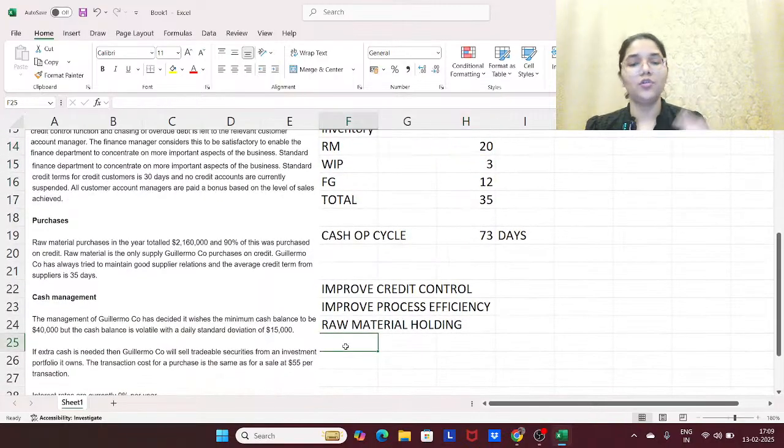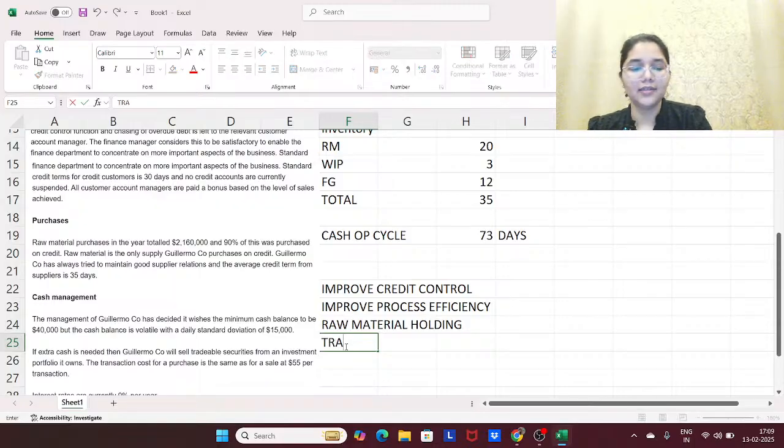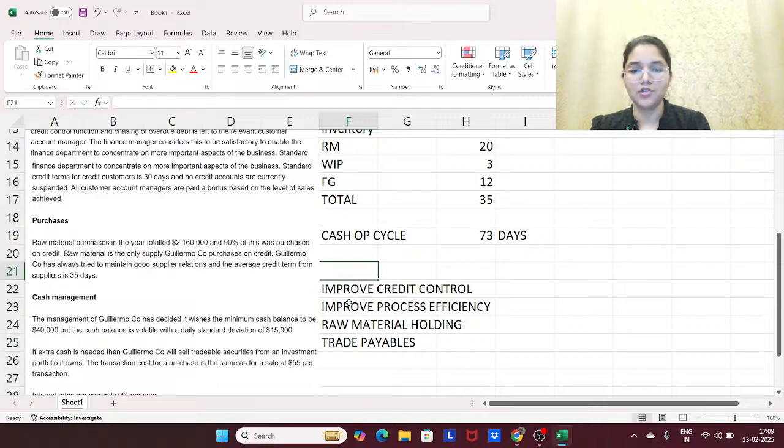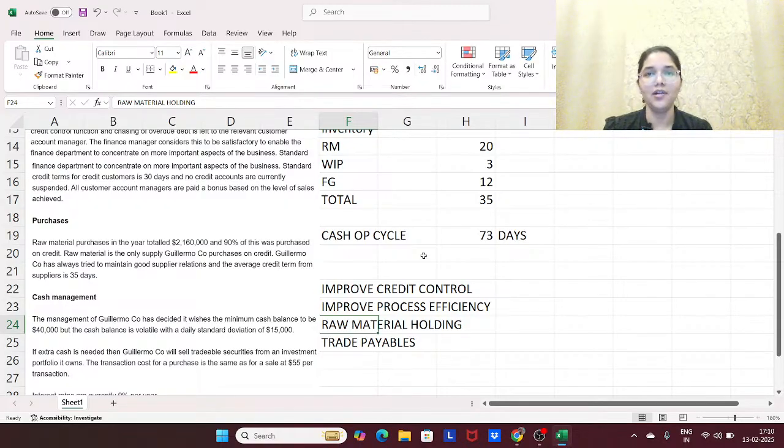Then what else can you do? The question asks for 3 points. I've given you 3 points, but I'll give you more just to tell you what all you can include in your answers. Another thing is the trade payables. So we have spoken about receivables in terms of credit control. We've spoken about inventory in terms of raw material. Now we come to the third aspect of working capital, which is about current liabilities. So we talk about trade payables over here.